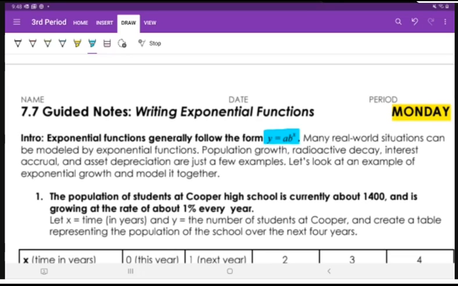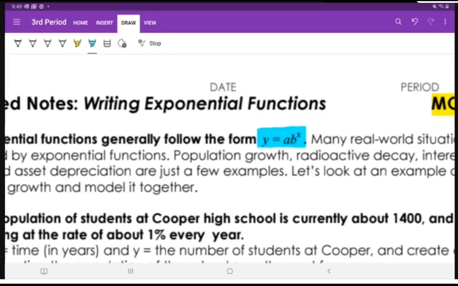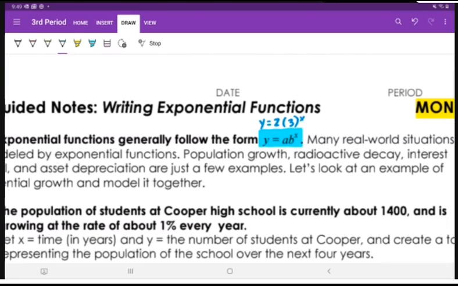There should be variables. A and b, however, are not going to be variables. Those are going to be actual numbers. So you might have something like y equals 2 times 3 to the x, for instance. So we will have some letters, x and y, but you shouldn't have a ton of letters floating around in these problems. So this is just a general form to keep in mind.